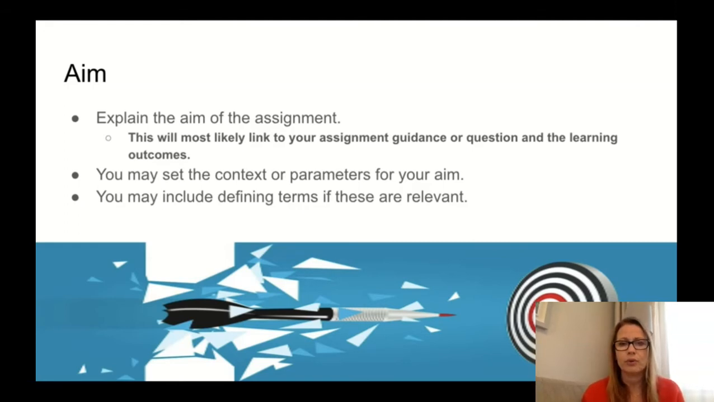This is really important because quite often topics can be quite broad. And for an assignment, you often need to narrow that down to ensure you've got enough room for analysis and evaluation. That's something that I would encourage you to speak to your lecturers about in setting that context. You may also have some defining terms that you want to share. So some descriptions of what particular words mean in the context of your writing.